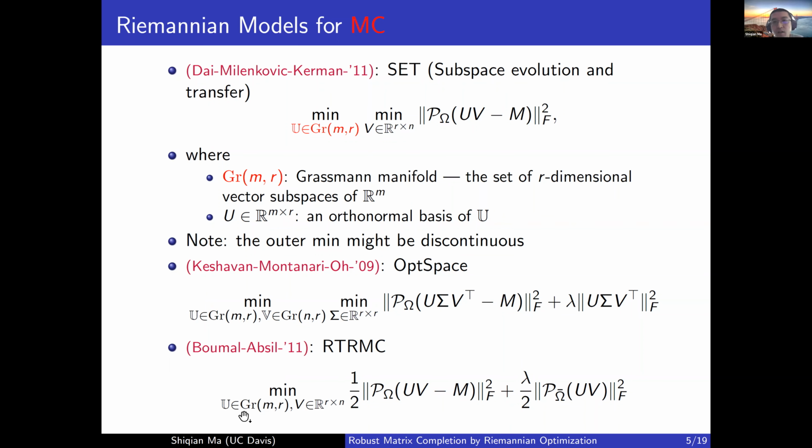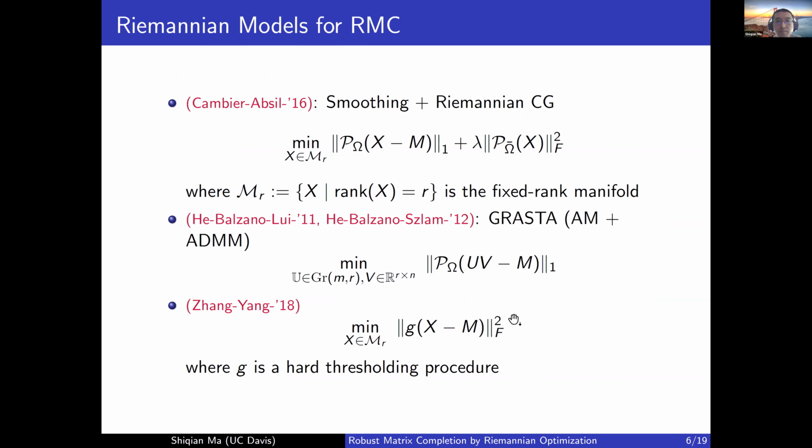Then very naturally I can apply, for example, the Riemannian gradient method, or like these authors did in their paper, they can use the Riemannian trust region method. Okay, so these are about the matrix completion problem. Now let's see the non-convex Riemannian models for the robust matrix completion problem.